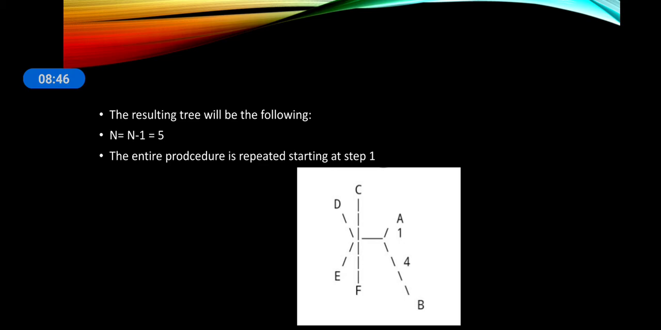Now you are going to make a tree. In this tree, A and B will be neighbors, and the lengths for A and B are 4 and 1, so the total length is 5. And now we'll delete this A and B. Now N will be 5; earlier it was 6. Now we will consider this as one terminal node, and then using this as one terminal node we will repeat this procedure starting from step 1 until there are only 2 terminal nodes.